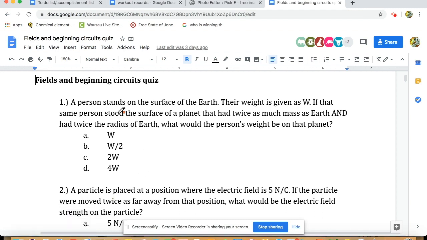So a person stands on the surface of the Earth. The weight is given as W. And the same person stood on the surface of a planet that had twice as much mass as Earth and twice as much radius as Earth. What would the person's weight on that planet be?